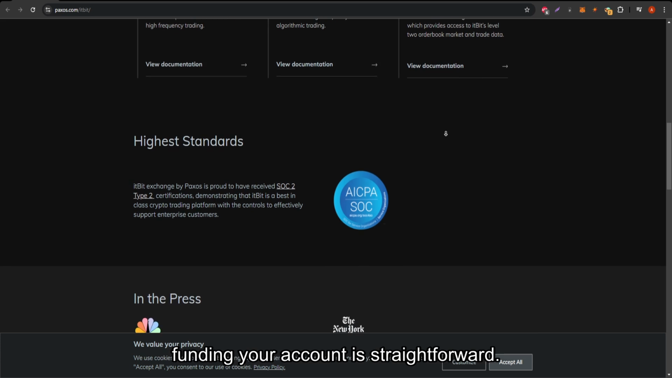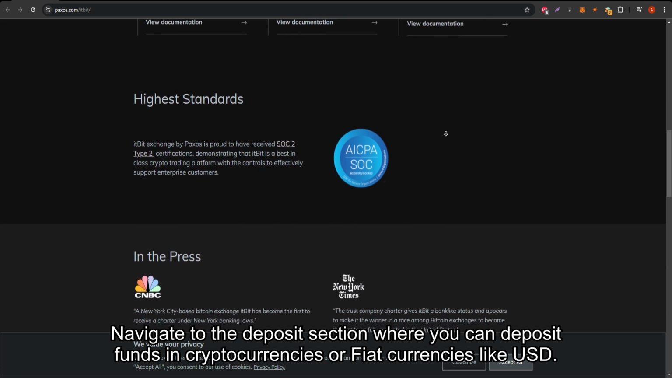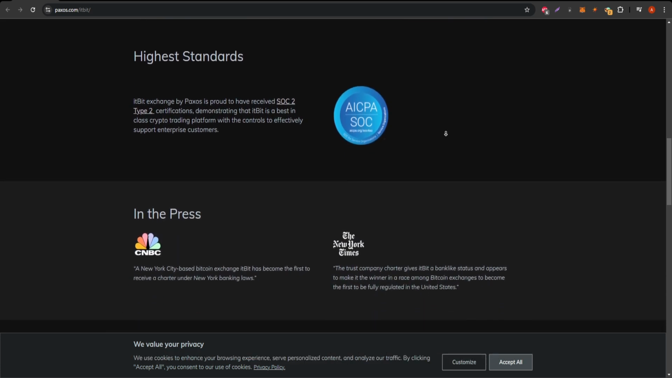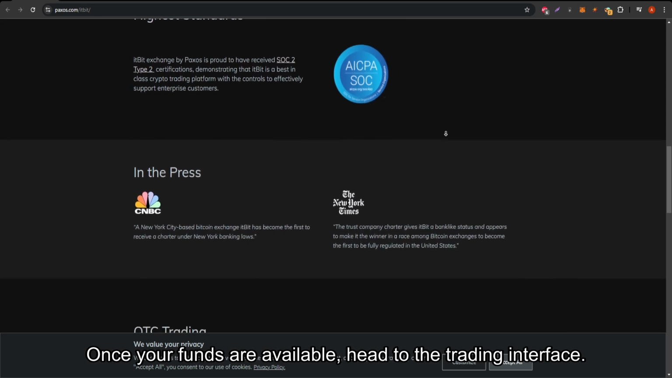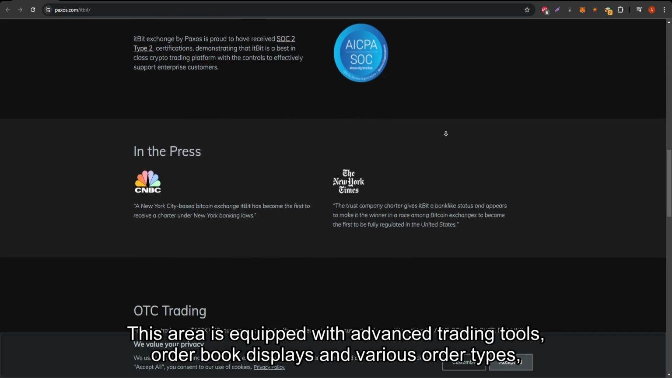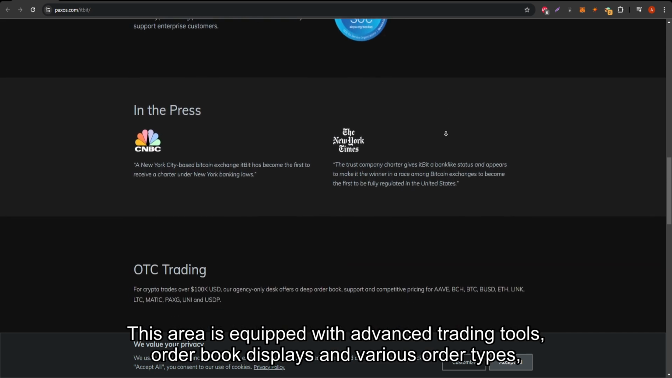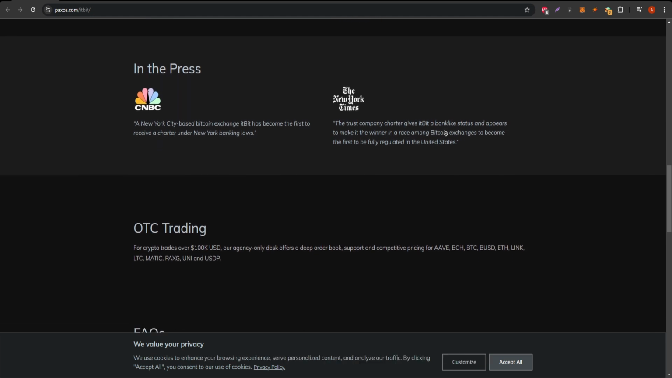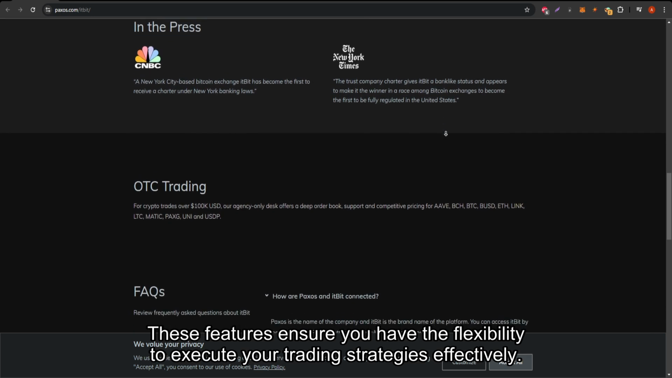Funding your account is straightforward. Navigate to the deposit section, where you can deposit funds in cryptocurrencies or fiat currencies like USD. Once your funds are available, head to the trading interface. This area is equipped with advanced charting tools, order book displays, and various order types, such as market, limit, and stop orders. These features ensure you have the flexibility to execute your trading strategies effectively.